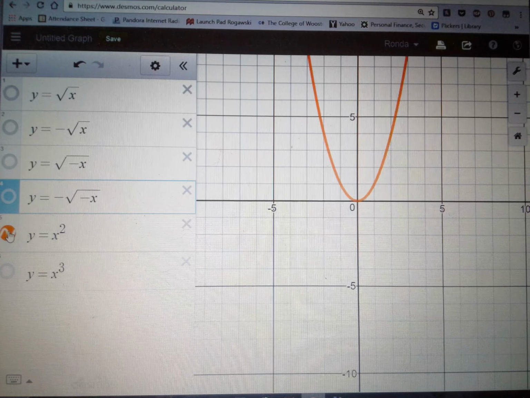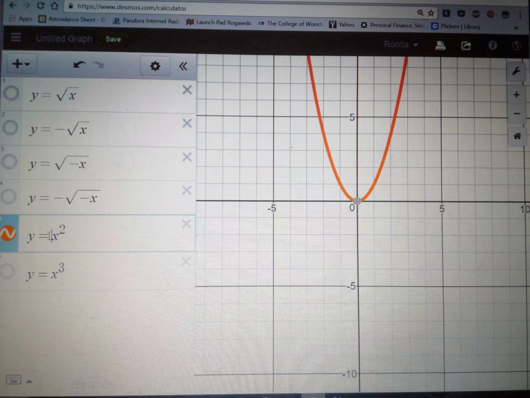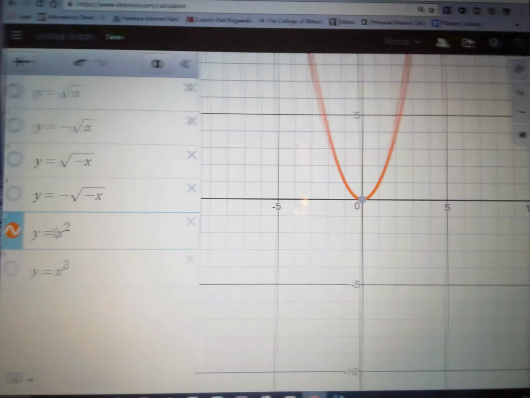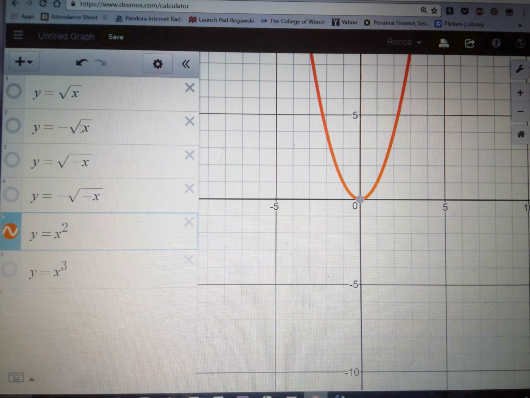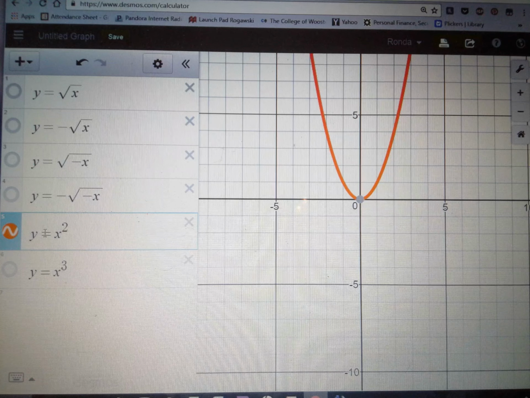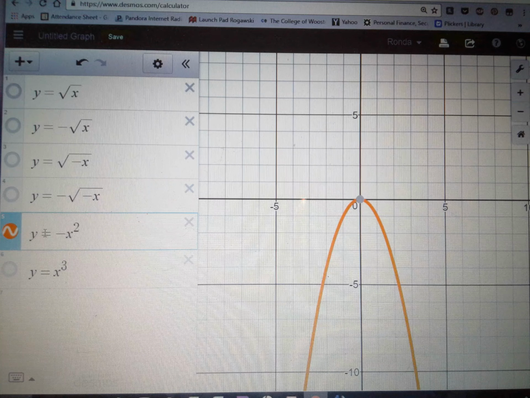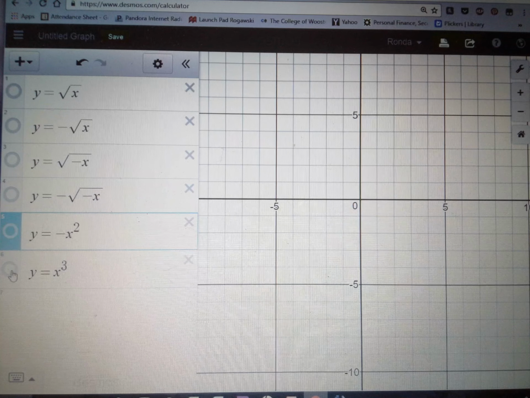All right, let me take away the square root of x and let's work with x squared. To reflect it downward, into the x-axis or across the x-axis, we put the minus sign in front of the x squared. When I put the minus sign in, it essentially just rotates it over across the x-axis. A more interesting one here is x cubed.